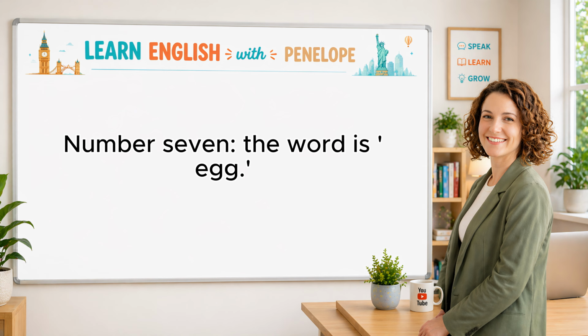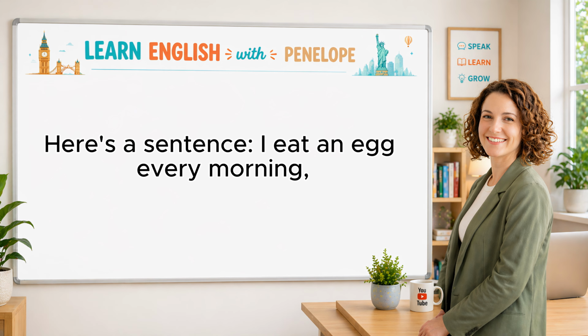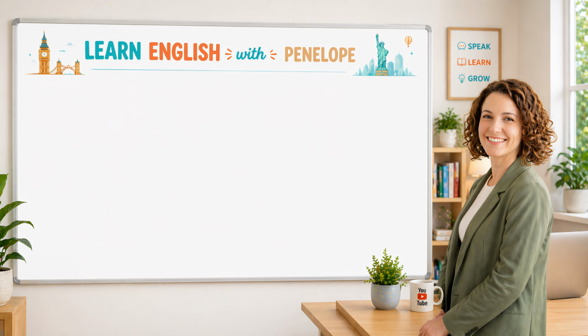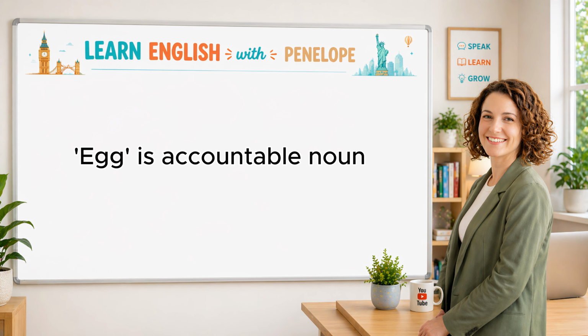Number 7. The word is egg. 1 egg, 6 eggs. Here's a sentence. I eat an egg every morning. I eat 6 eggs every week. Egg is a countable noun.